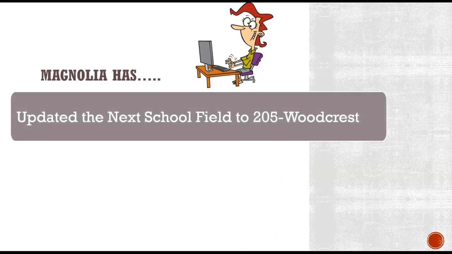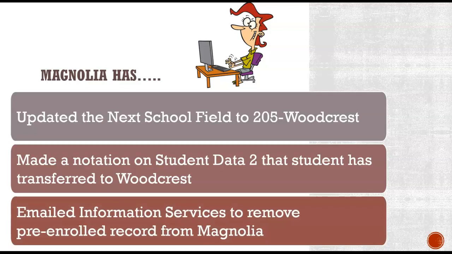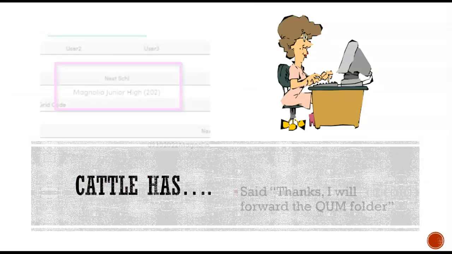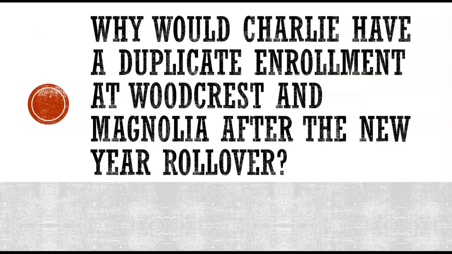Magnolia has updated the next school field to 205 Woodcrest, made a notation on student data 2 that the student has transferred to Woodcrest, and emailed information services to please remove the pre-enrolled record from Magnolia. Howard Cattle has said, "Thanks, I will forward the CUME folder."